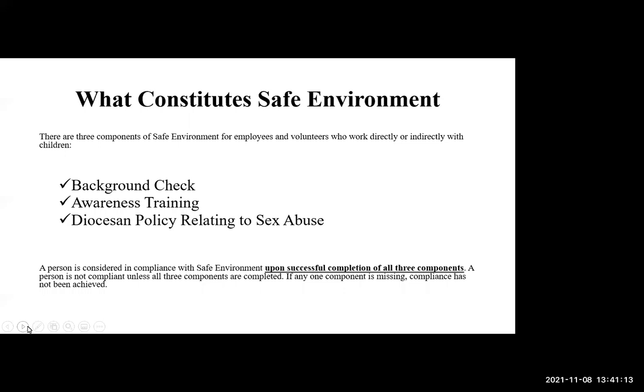So again, the three components for safe environment: background check, awareness training, and sign off on and receipt of the sex abuse policy for our diocese. Three things, and a person is considered in compliance with safe environment upon successful completion of all three components. If you have the background check done, but not the awareness training and not the policy signed, you are not in compliance. If you've got training and background check, but you didn't sign the policy, you're not in compliance. You have to have all three components successfully completed. If any one component is missing, you do not have compliance. So you're looking for three things to be completed in order to achieve that compliance.